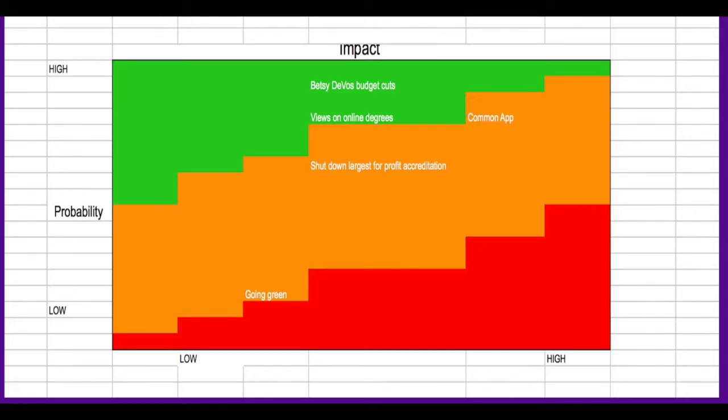From the broken down steeple analysis, we constructed this chart of probability and impact and decided which had a high or low probability and high or low impact together. We filled in about 1 from each category of the steeple and put it appropriately in the chart. For example, Betsy DeVoe on budget cuts falls under high impact, high probability, and going green falls under low impact, low probability.